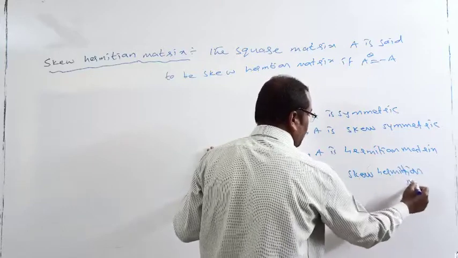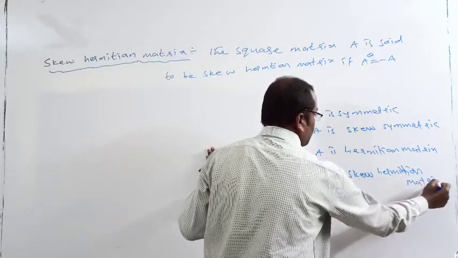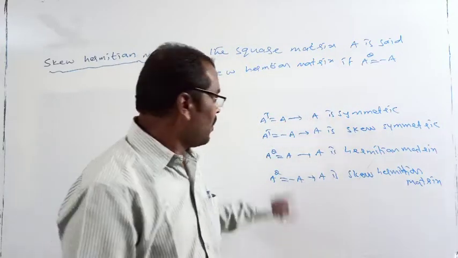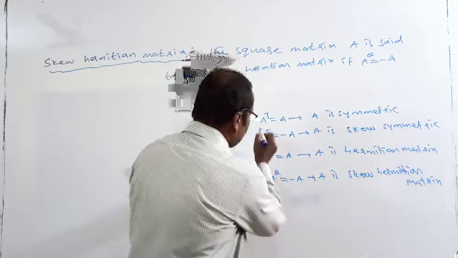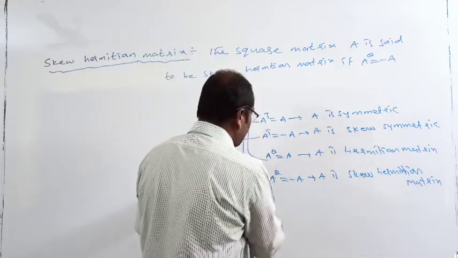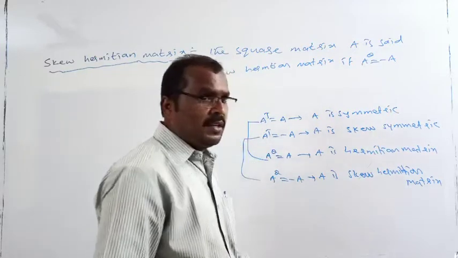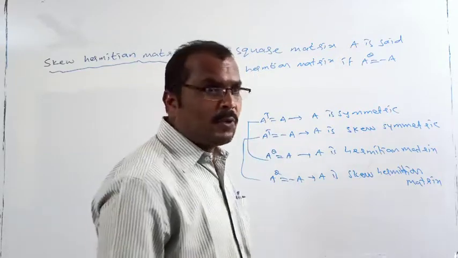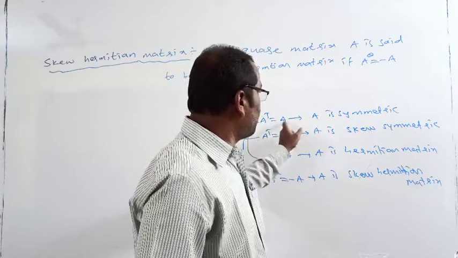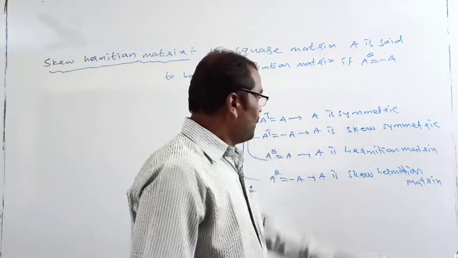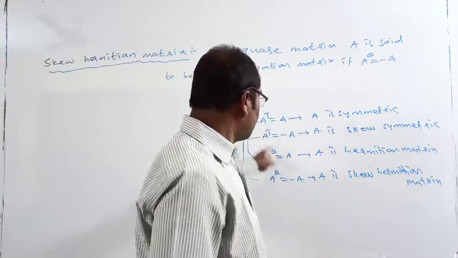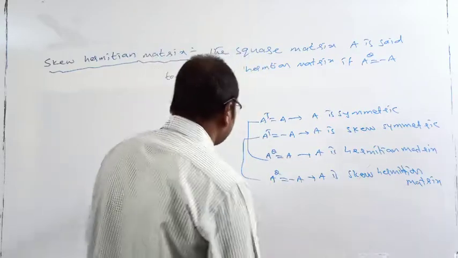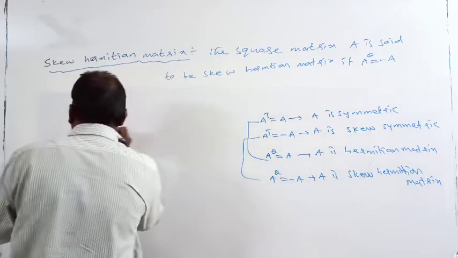Skew Hermitian matrix. So these two are similar, and these two are similar. So don't confuse A power T. What is meant by T? Transpose. A power transpose equal to this one. So these two are similar and these two are similar.